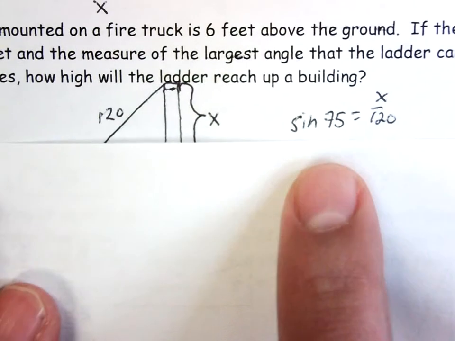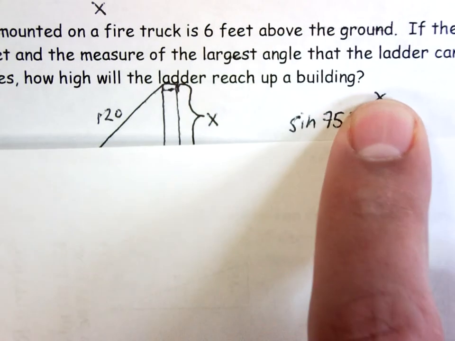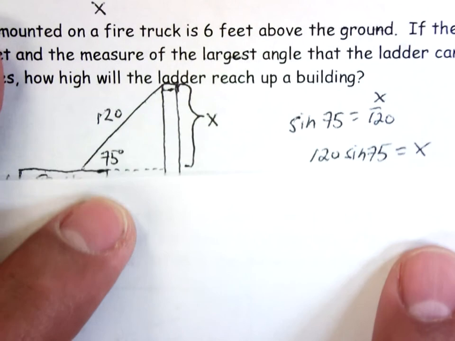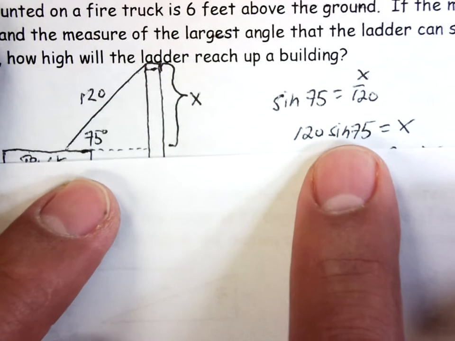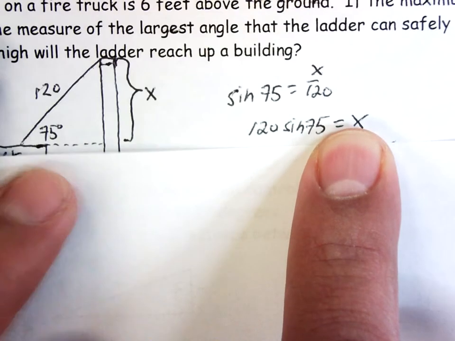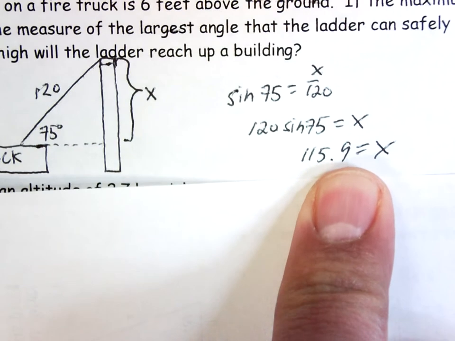So I take the sine of 75 degrees, that equals the opposite side, which was x, over the hypotenuse, which is 120. Multiply both sides by 120 to get the x by itself, so I get 120 sine 75 is equal to x. I've got the x by itself now, so I go to my calculator to put it all in, and I get that x is equal to 115.9.